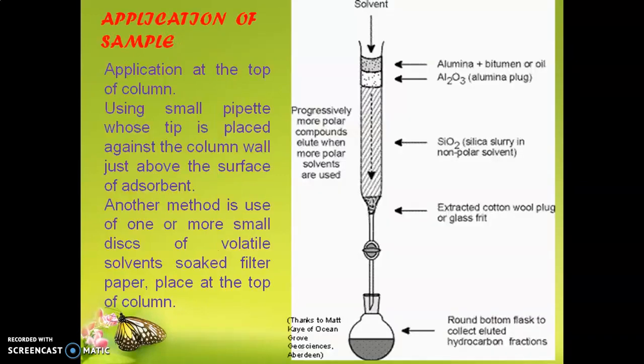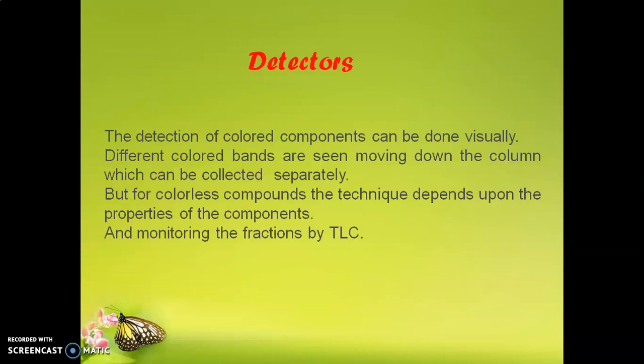Then application of the sample: how to apply the sample to a column which is already prepared. Application is mostly done from the top, using a small pipette whose tip is placed against the wall just above the surface of the adsorbent. Another method is the use of one or more small discs of filter paper soaked in volatile solvent, placed at the top of the column. Such techniques we can use for application of the sample.